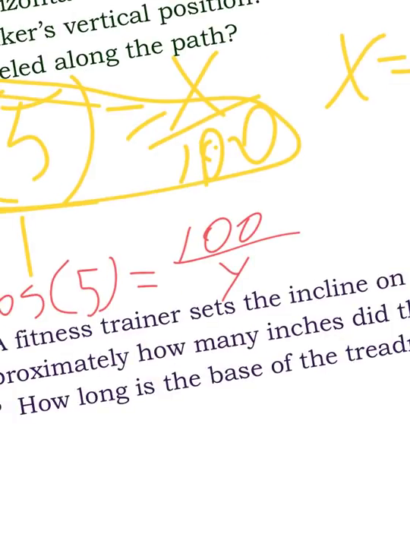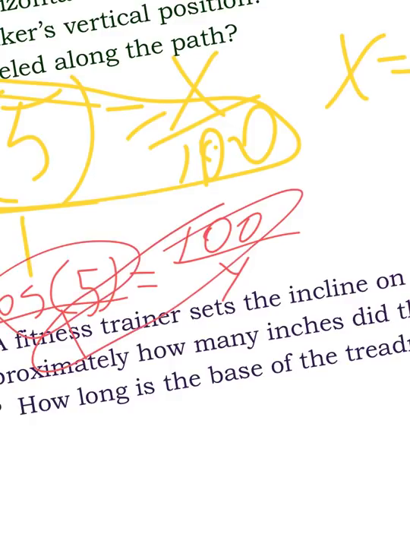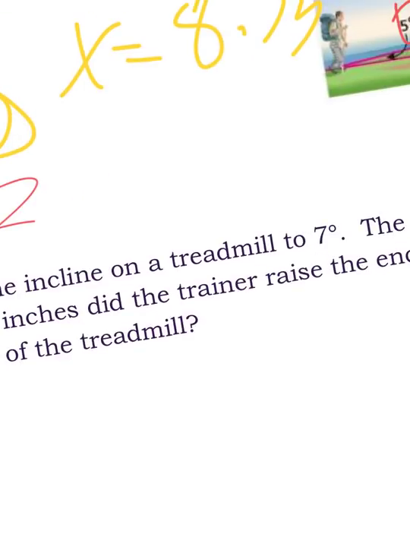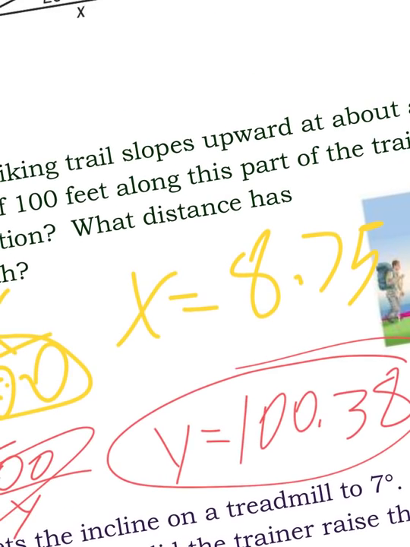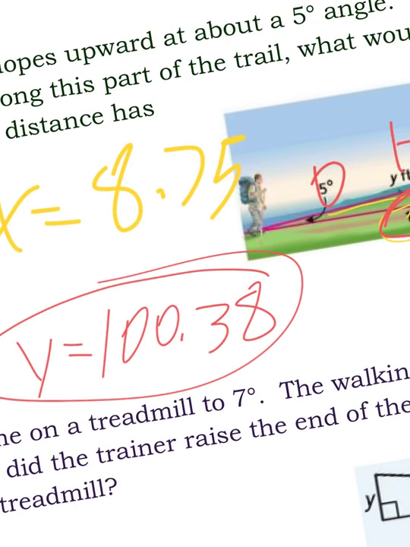And throw cosine over 1. That's 100 times 1 divided by cosine of 5. So 100 divided by cosine of 5 will get me an answer of about 100.38. So if you're walking up a hill that's only 5 degrees incline, what was the units? You're walking 0.38 feet more. That's like 6 inches more. Less than that, actually. So that's what that one's saying.